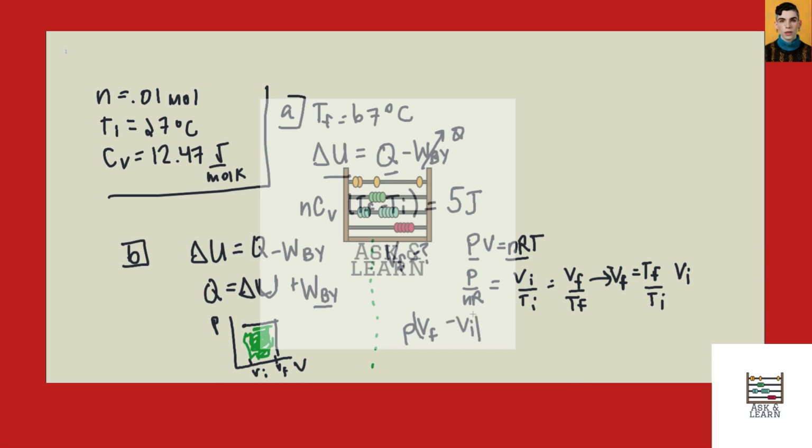And if we just go ahead and plug in things that we've calculated, I'm going to kind of dot that to show it's its own little thing. Okay, equals P times V final, which is T final over T initial times V initial, minus V initial. Excuse me, that's got to be times V initial minus V initial.